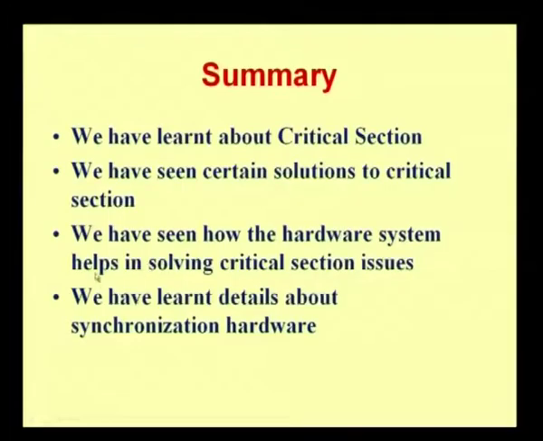Now, let us summarize what we have seen in this session. We have learnt what a critical section is, and how concurrent data enters inside a critical section. We have also seen certain solutions for the critical section. We have seen how the hardware system helps in solving critical section issues. We have also learnt how the hardware gets synchronized with the process that is placed inside a critical section.